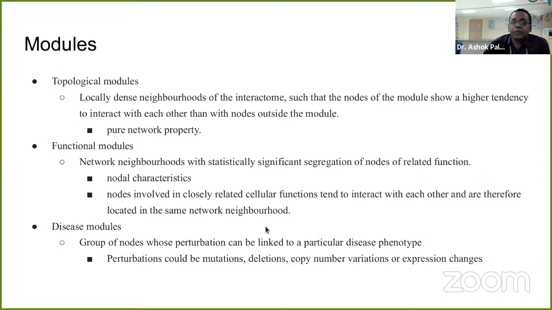And these perturbations can be anything, they can be mutations or genetic deletions, or a copy number variation or some expression changes or some alteration in the protein function due to the mutation or some post-translational modification, okay? Whatever might alter the function of the nodes in this particular neighborhood. So those are called disease modules.